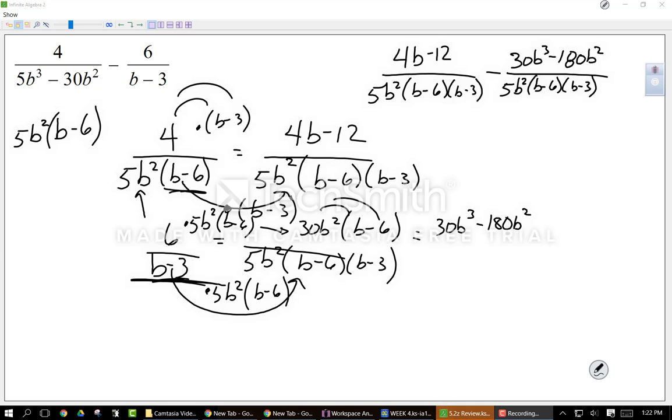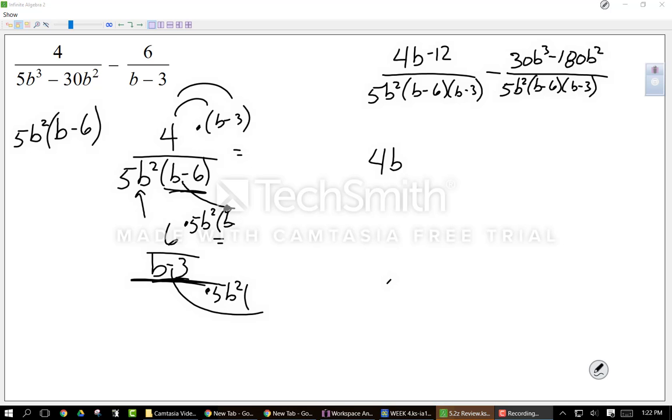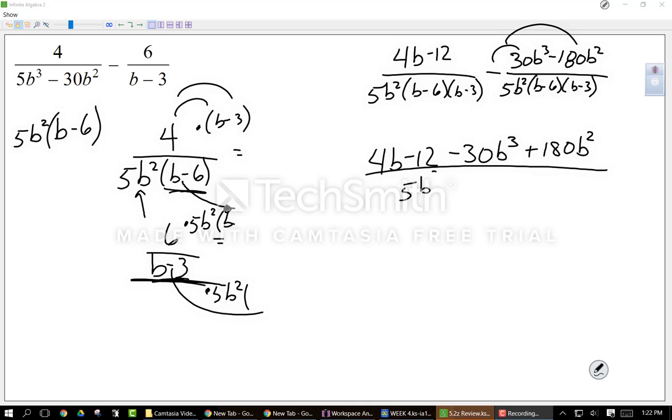Now I can combine like terms and subtract. So let's do that. I get 4b minus 12, and this negative is being distributed: minus 30b to the third plus 180b squared, over 5b squared times b minus 6 times b minus 3. Again, I'm not done yet. These problems are a lot of work. Combine like terms in the numerator. If you look, nothing can be combined, because I have b to the third, b squared, a b, and a 12. Nothing can go together.